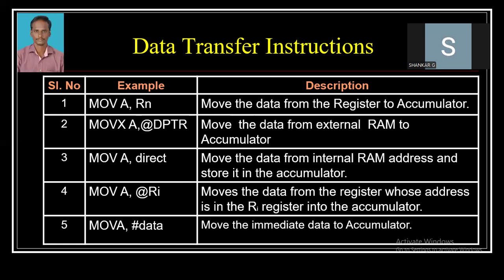The second example, MOVX A, @DPTR. In this case, move the data from external RAM to the accumulator. And next, MOV A, direct: move the data from an internal RAM address to the accumulator. And next, MOV A, @Ri. In this case, it moves the data from the register whose address is in the Ri register into the accumulator. And next, MOV A, #data: move the immediate data to the accumulator.